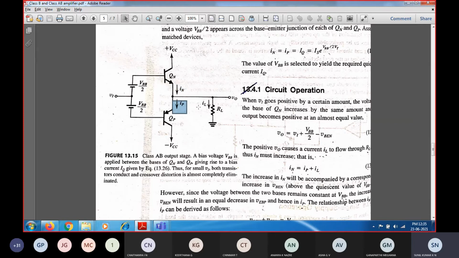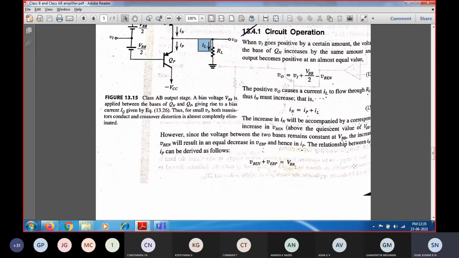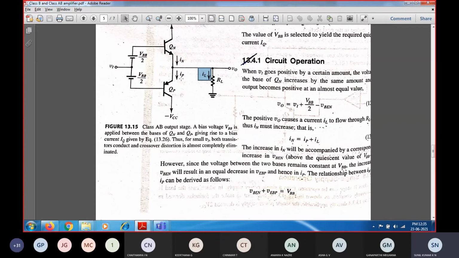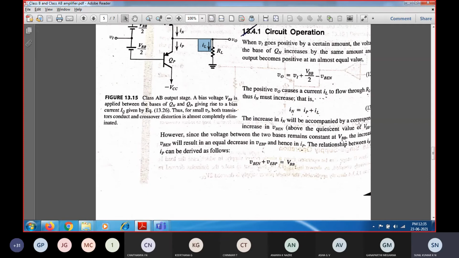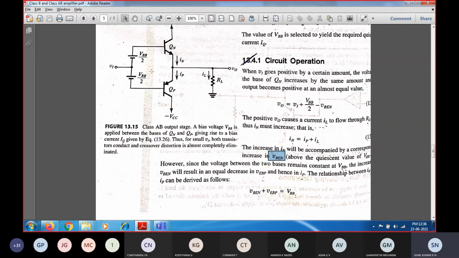So IN will be equal to IP plus IL. The increase in the QN transistor current causes a similar decrease in the current IP in the QP transistor. So the increase in IN is accompanied by the corresponding VBEN. Since both bases are given a constant DC bias voltage VBB, half of VBB will be given to QN, and the other half to QP.